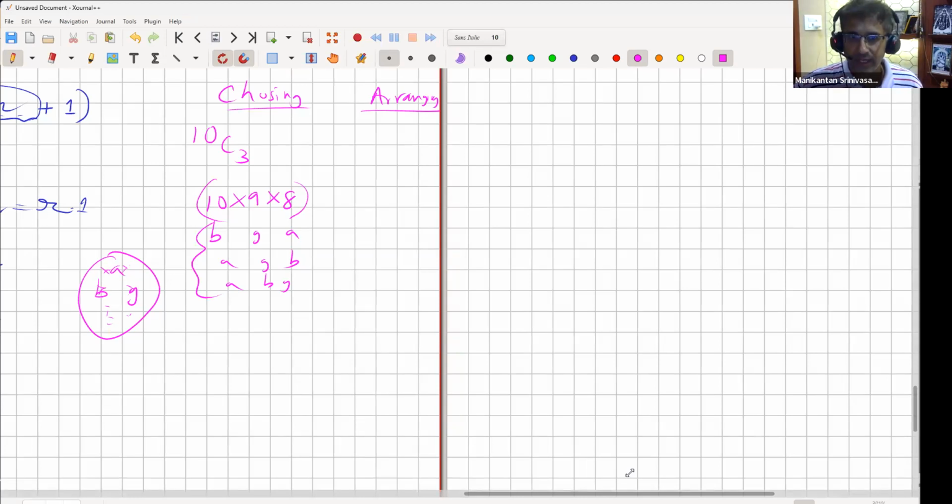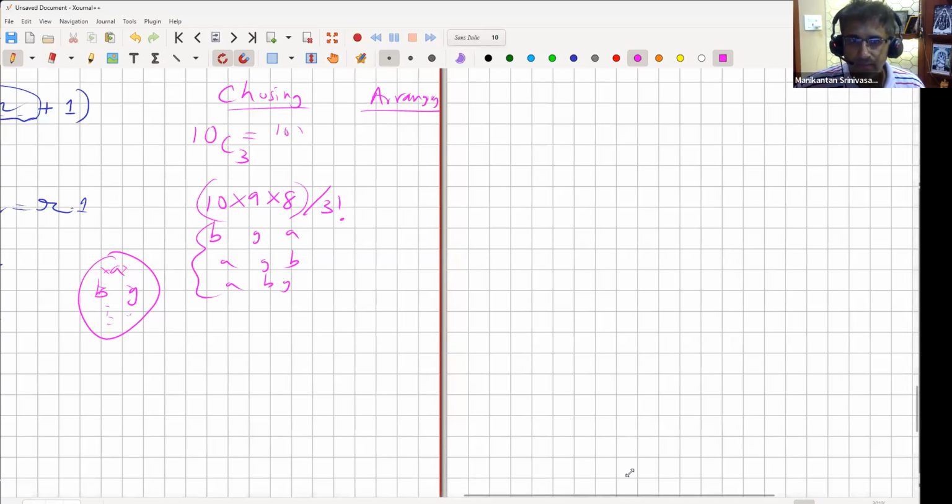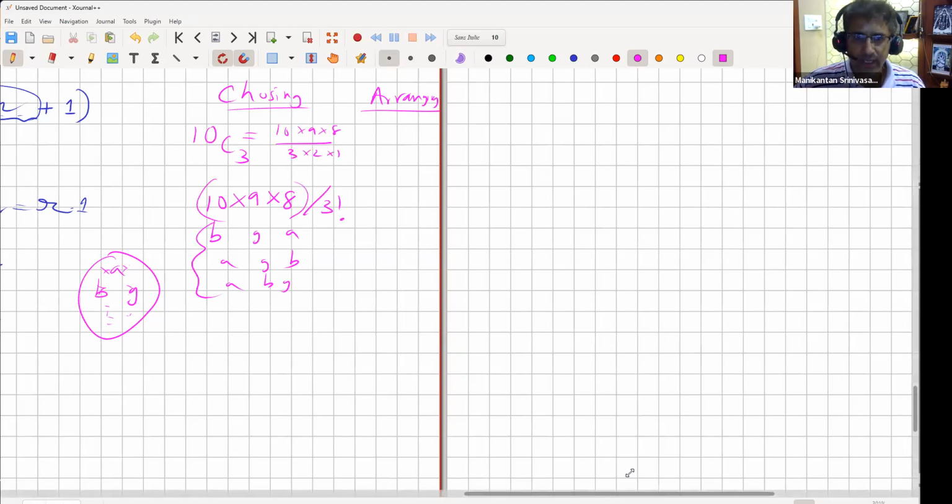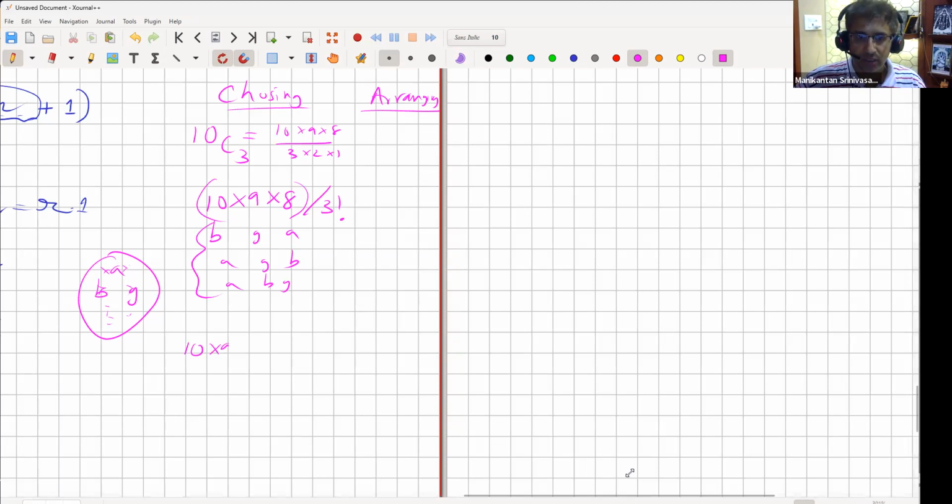All of them are equivalent, right? There are 3 factorial ways of arranging A, B, and G. Therefore, 10 choose 3 is 10 into 9 into 8 by 3 into 2. There is no arranging at all, right? That's just choosing.